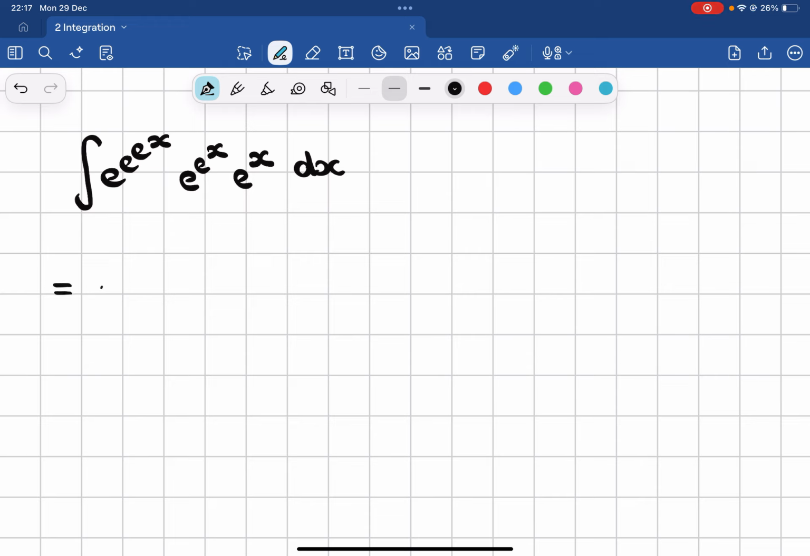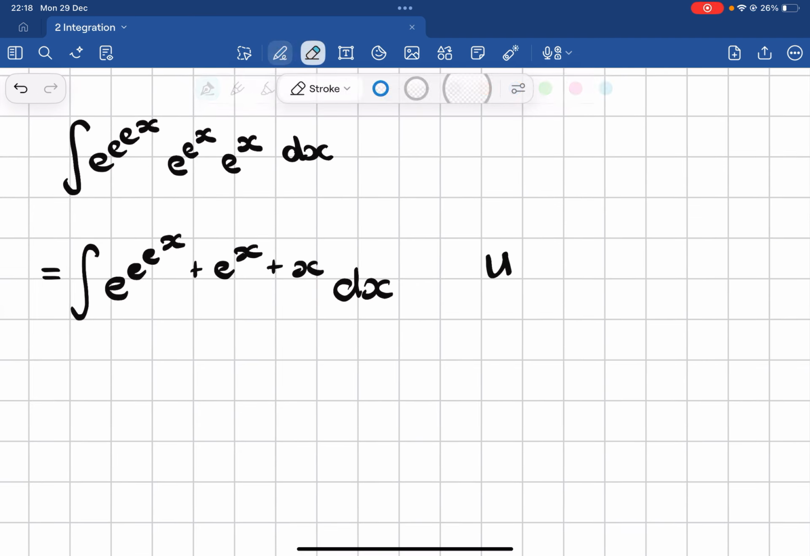So let's start off by combining this into a single expression. So we have e to the e to the e to the x plus e to the x plus x, with respect to x. Now I don't think we can simplify this any further. So what we could do is use a substitution. Now we've got one thing and one thing only on this page, and that's e to the x. So let's go ahead and sub in e to the x.